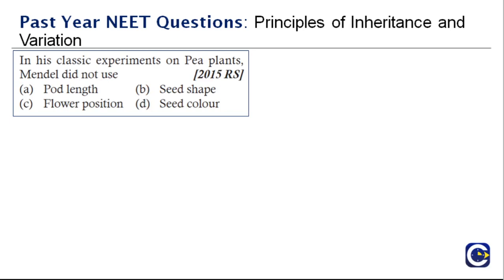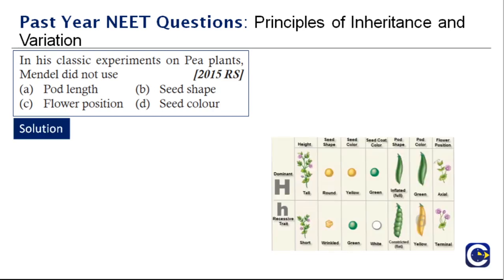In his classic experiment on pea plants, Mendel did not use what? Pod length, seed shape, flower position, or seed color. Again, it is very important that you learn this table even in your sleep.